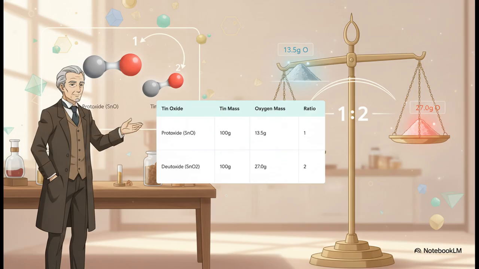When he measured them out, he found that for every 100 grams of tin in the gray powder, there were exactly 13.5 grams of oxygen. But in the white powder, for every 100 grams of tin, there were 27.0 grams of oxygen. Just look at those oxygen masses for a second. 13.5 and 27. That is a perfect, literal 1-to-2 ratio. This tangible math proved his 4th postulate. Elements don't just mix randomly, they combine in multiples of a basic quantity, in small whole numbers. This was a massive triumph for atomic theory.